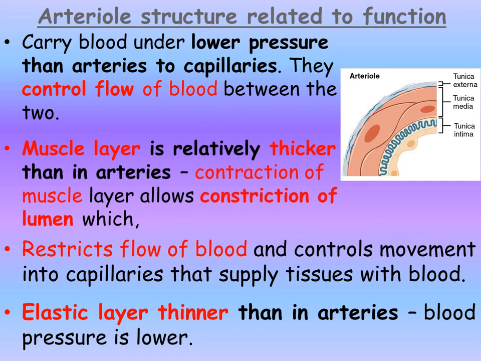The muscle layer is relatively thicker than in the arteries because they have to contract the muscle to constrict the lumen to resist the flow of blood, to slow the flow of blood and control the movement of blood into the capillaries that supply tissues with blood, because we don't want the capillaries to burst. The elastic layer is relatively thinner than arteries because the blood pressure is slightly lower once it reaches the arterioles.